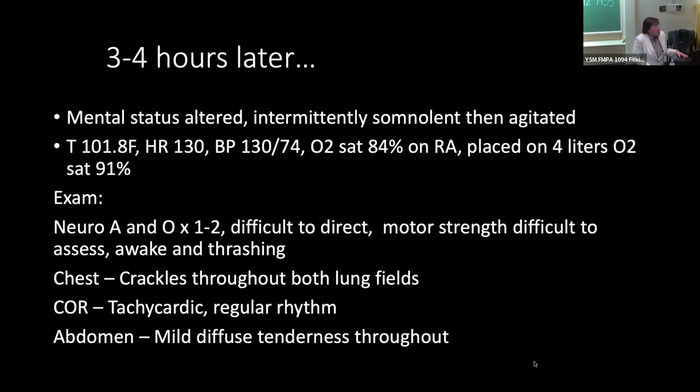3 to 4 hours later, her mental status is off the wall. She's awake, she's thrashing. This is a 22-year-old woman. She's unable to assess her motor strength. She's alert and oriented times 0 to 1. She's somnolent sometimes, then she's agitated. She's also hypoxic, satting 84% on room air. They put her on 4 liters, and she's now up to 91%. She has crackles through both lung fields, and she's still tachycardic.